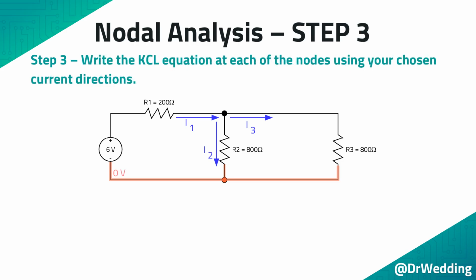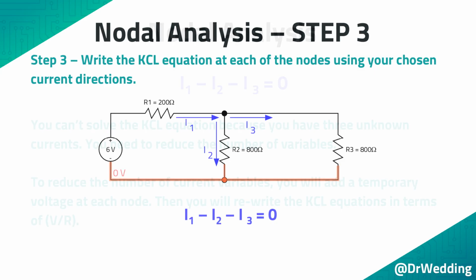Step 3. Write the KCL equation at each of the nodes using your chosen current directions. The KCL equation is shown below. I1 is positive because it is entering the node. I2 and I3 are negative because they are exiting the node. Because there is only one node with arrows, there will only be one KCL equation.